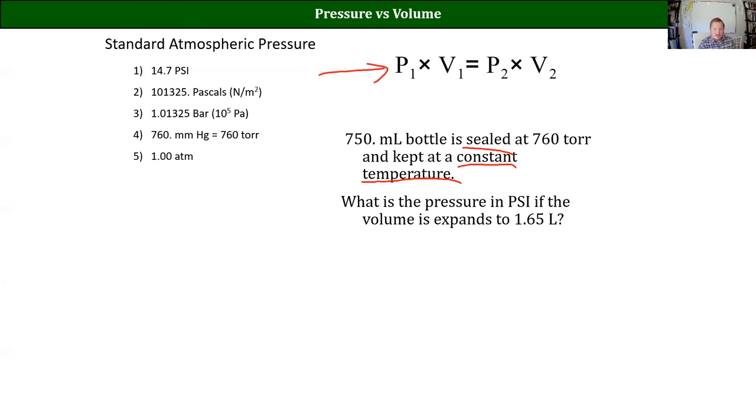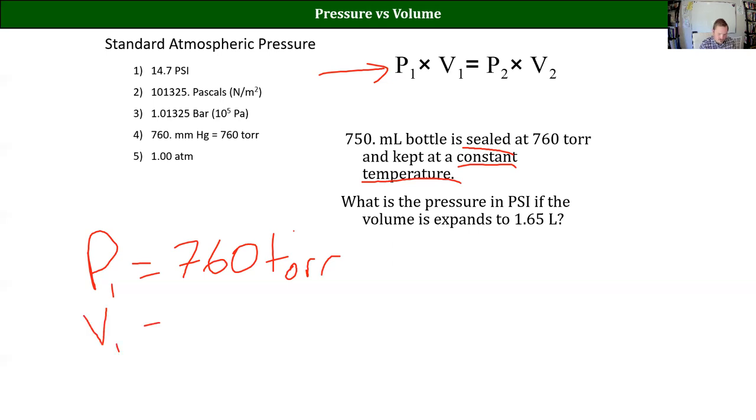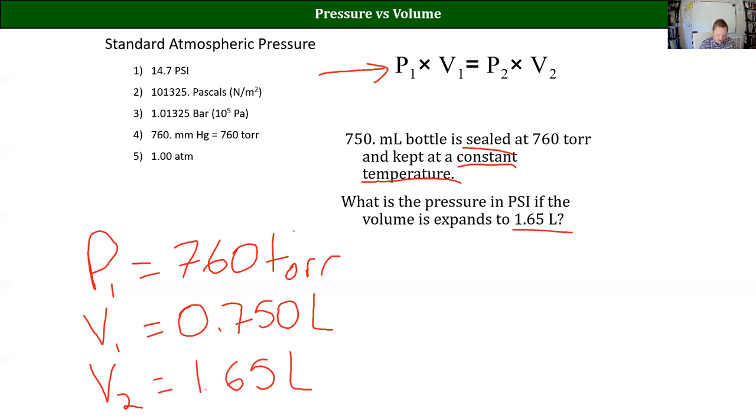If we want to know what the new pressure is, all we have to do is plug everything in. P1 is where we start. Pressure one is 760 torr. V1 is 750 milliliters or 0.750 liters. V2 is 1.65 liters. So if we want to know P2, we just have to solve for it. We just do a little algebra.